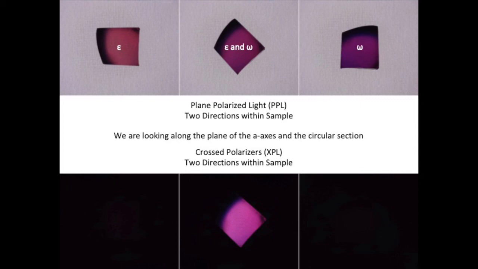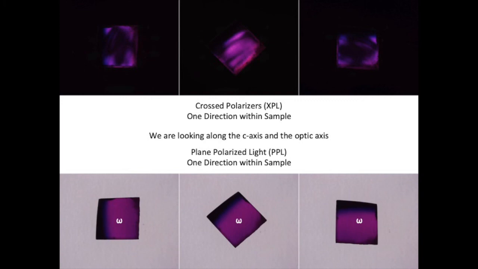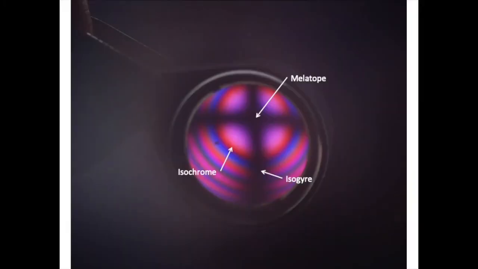Pleochroism in plane polarized light and extinction and transmission in cross-polarized light meant we were looking down the A-axes of our corundum. A lack of pleochroism and mostly extinction under cross-polarized light meant we were looking down the C-axis of our corundum. Finding this optic axis also allowed us to do a new trick, which was to generate an optic axis interference figure for uniaxial materials.